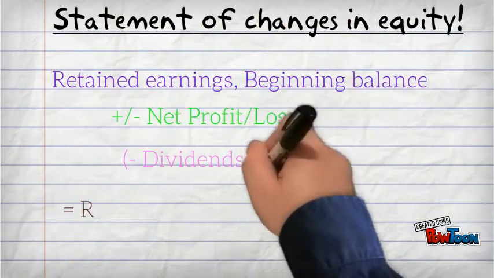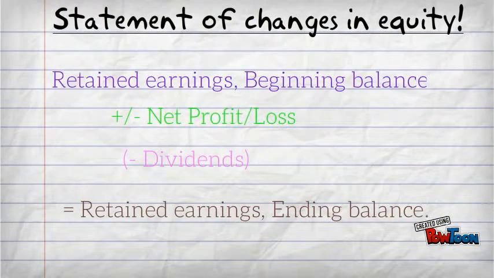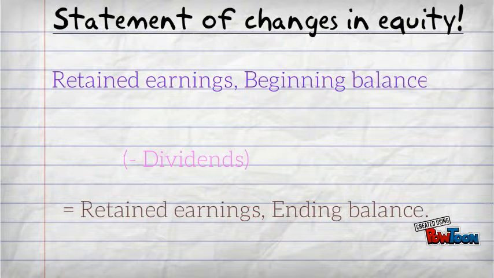The basic structure of the statement starts off with calculating a business's beginning balance of retained earnings and then adding or deducting, depending on whether it is a net profit or loss. By subtracting the dividends distributed to owners, the ending balance of retained earnings for that particular period is calculated.